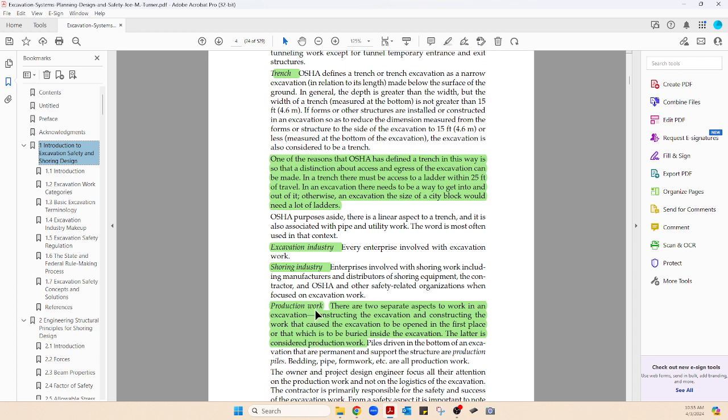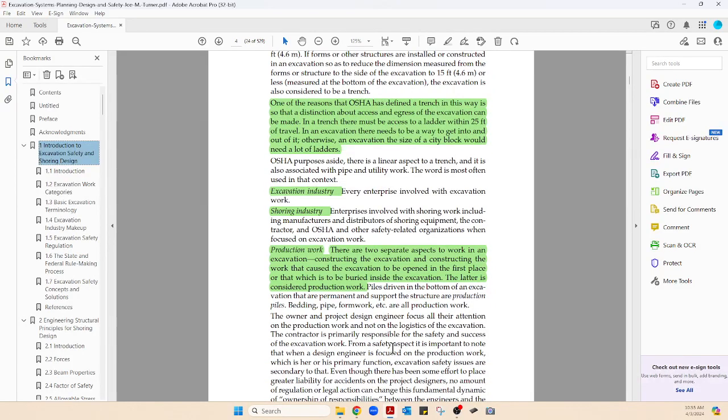There's a definition of that. Production work. What is that? The production work. The separate. Okay, there are two aspects to work in an excavation: constructing the excavation, digging the hole, and constructing the work that caused the excavation to be open. Why did you dig the hole in the ground in the first place? Or that is to be buried inside a pipe, right? Buried inside the excavation. This is the production work. Then it gives you an example about piles being driven into the ground.